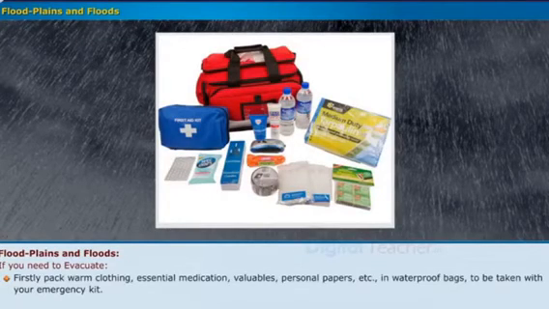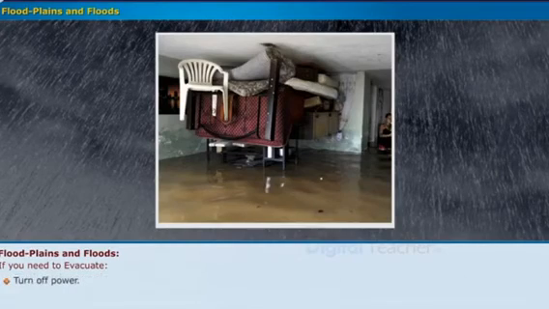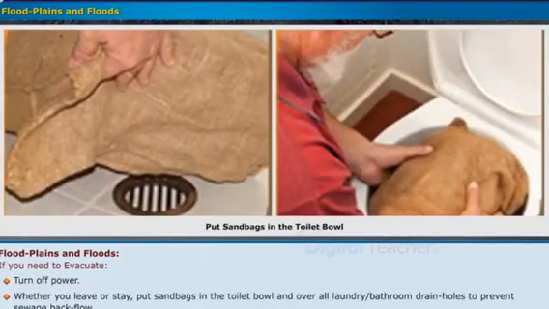Firstly, pack warm clothing, essential medication, valuables, personal papers, etc. in waterproof bags to be taken with your emergency kit. Raise furniture, clothing and valuables onto beds, tables and to the top of the roof. The electrical items must be kept at the highest place. Turn off power. Whether you leave or stay, put sandbags in the toilet bowl and overall laundry or bathroom drain holes to prevent sewage backflow.